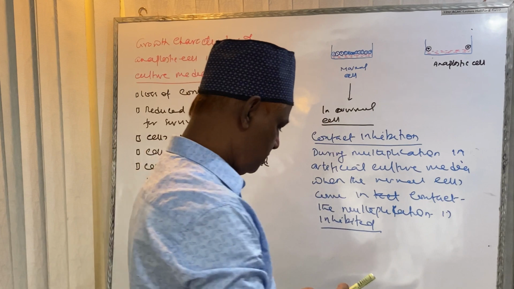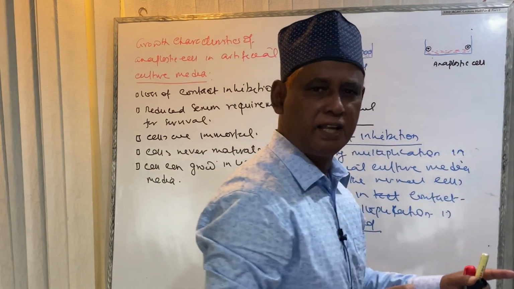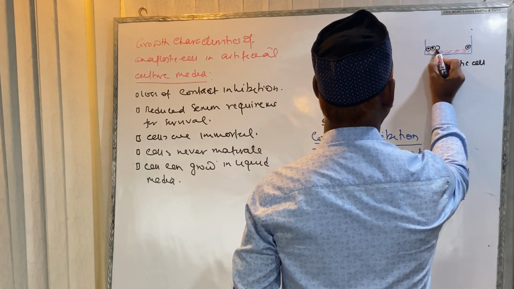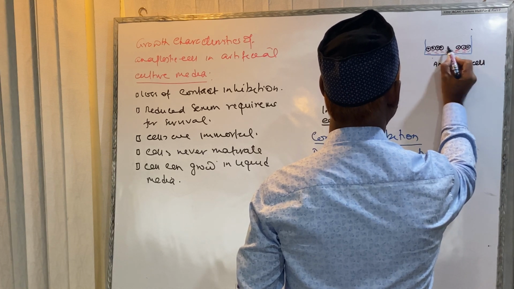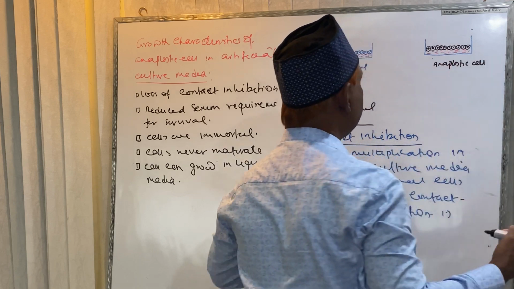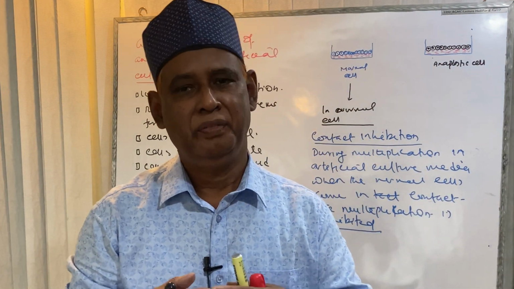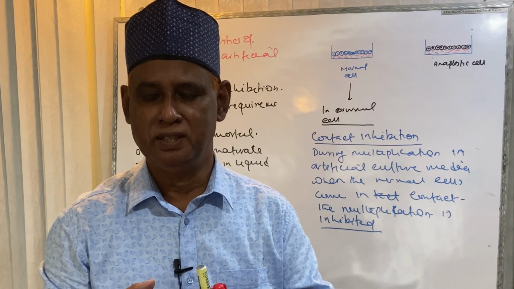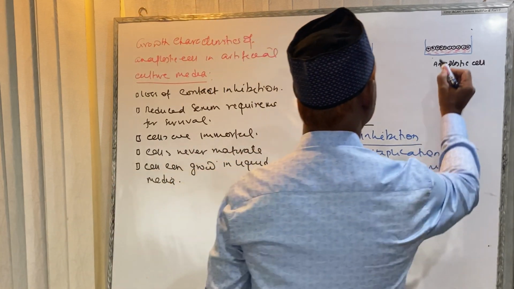But if we grow anaplastic cells in artificial culture media, what will happen? The cells will multiply, and when the anaplastic cells come in contact, there will be no inhibition of multiplication. Rather, multiplication will continue.